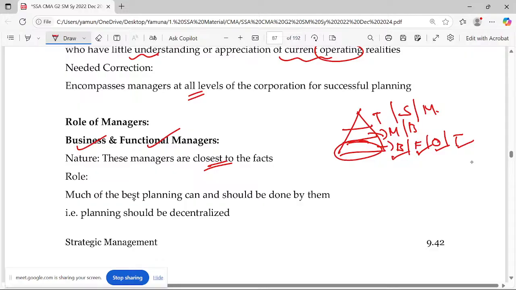So they go with the best planning and what should be done, how it could be done. So this is what we call planning should be decentralized. So you just listen to their words also. They are the workers who directly work with the customers.